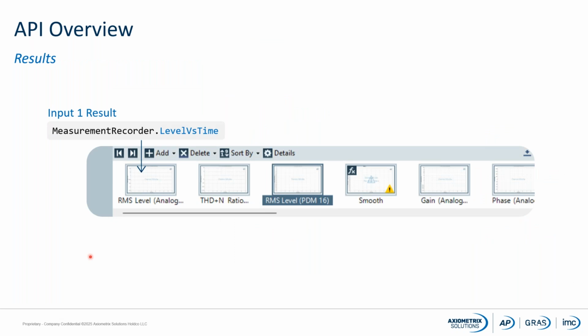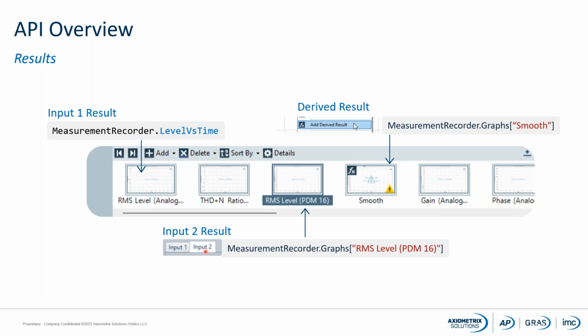Inside of measurements, you have different kinds of results. So you have the default input one results, which all have dedicated objects for their configuration as well, directly under the measurement. But there are also derived results and input two results if you have a secondary input interface specified in signal path setup. And for these kinds of results, rather than there being a dedicated object, you need to index into the graphs collection with the name of the graph.